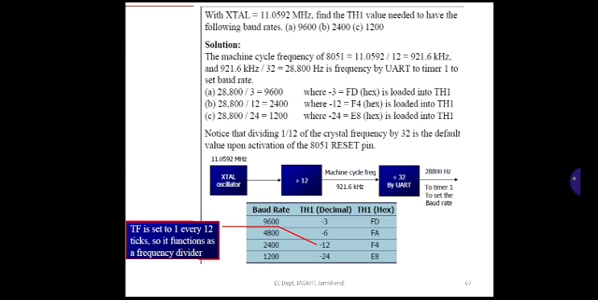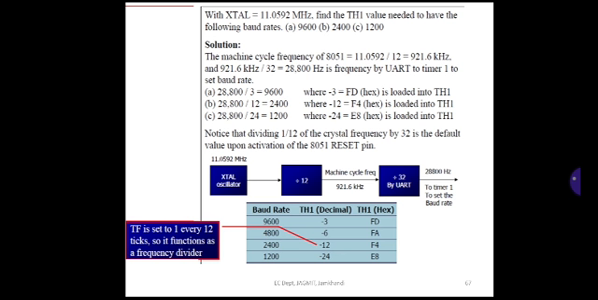Notice that dividing 1/12 of the crystal frequency by 32 is the default value upon activation of the 8051 reset pin. In the figure, the crystal frequency 11.0592 megahertz is divided by 12, and the result, 921.6 kilohertz, is again divided by 32 by the UART. So you will get 28,800 hertz.